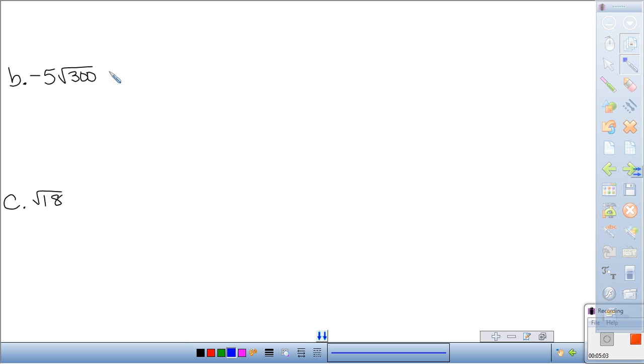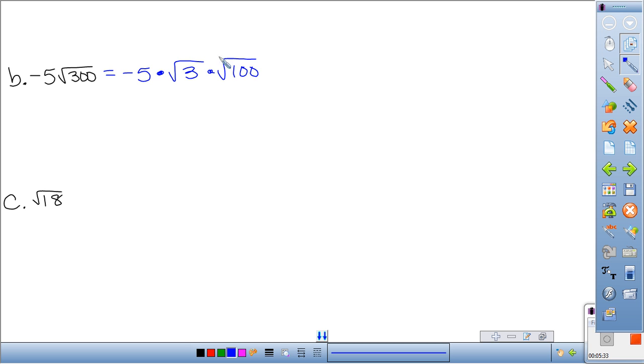Let's look at B. So leave the negative 5 alone, leave it outside, and then the square root of 300 we want to break up into two factors, one being a perfect square factor. So let's see, 2 times 150, neither one of those are perfect squares, so 3 times 100, 100 is a perfect square. So, sorry, I didn't mean to put that equal sign there. So I have negative 5 times the square root of 3 times the square root of 100. And again, remember, we're using that perfect square because we know we can take the square root of it.